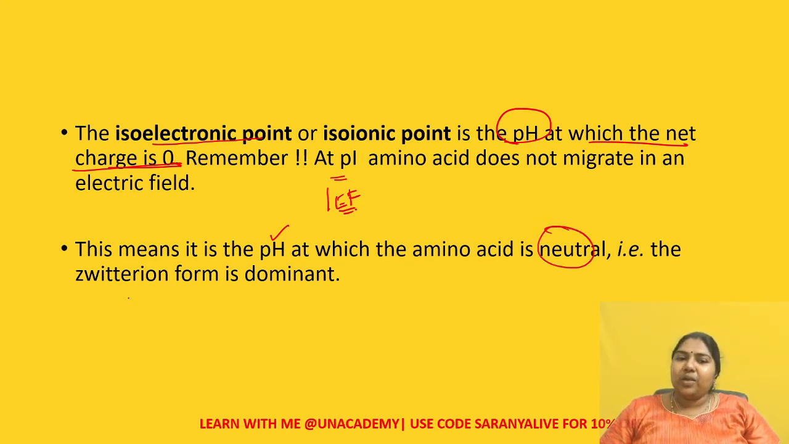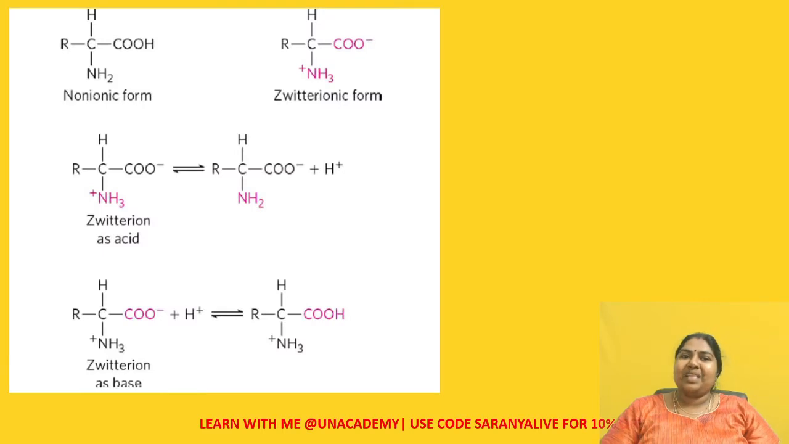So this means that the amino acid becomes neutral, and it is going to exhibit itself in the Zwitterion form. What is this Zwitterion form? See here.